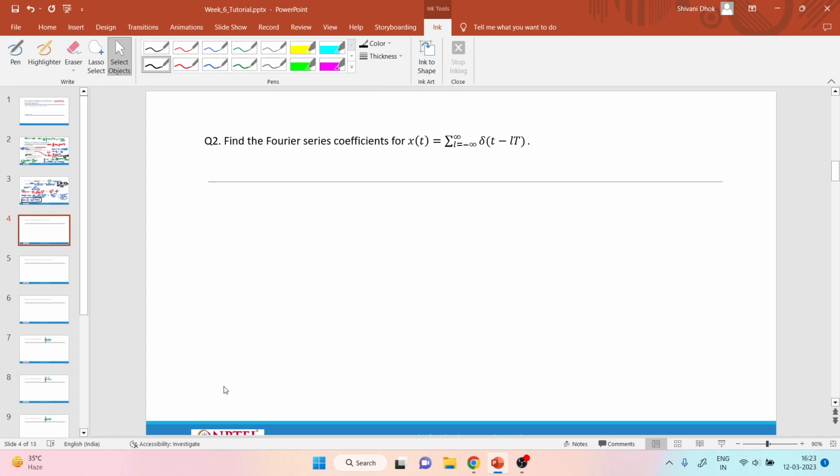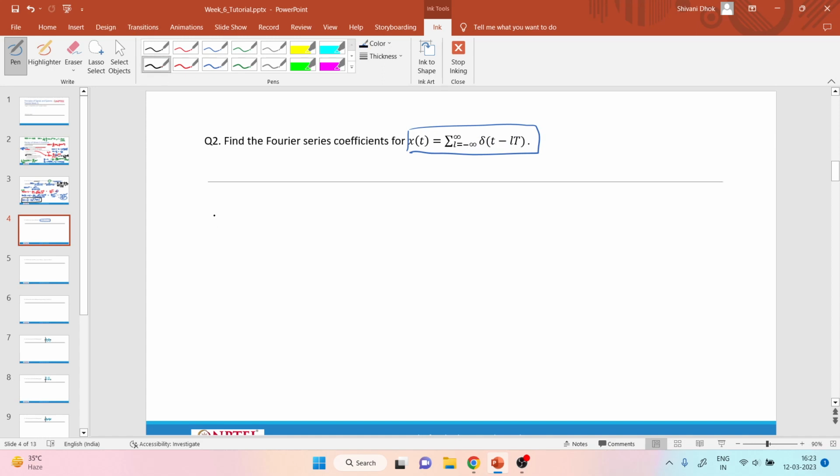Okay. Now let us look at some questions which are based on Fourier series. We'll solve all the questions which are coming up for the Fourier series. So the first question that we have is we have been given this signal x(t), and this is my unit impulse, and this L is varying from minus infinity to infinity.